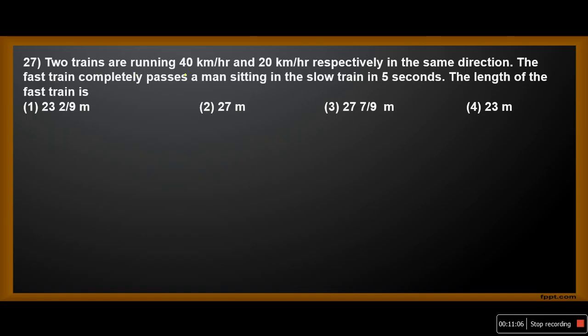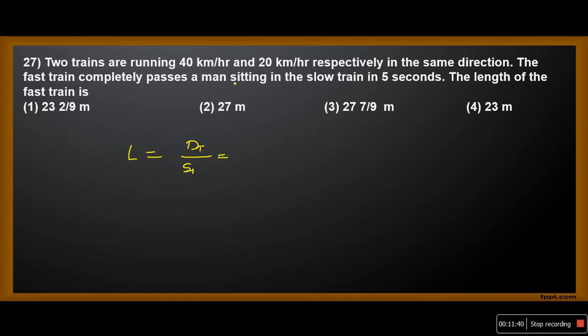Two trains are running at 40 and 20 km per hour respectively in the same direction. The fast train completely passes a man sitting in the slower train in 5 seconds. The length of the fast train is. It means the fast train is covering its own length in 5 seconds. Now listen carefully. What is the length of the train? He is asking. Length of the train is nothing but distance traveled by the train divided by speed of the train.